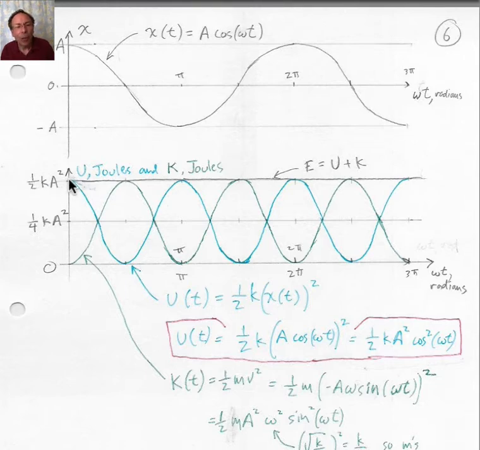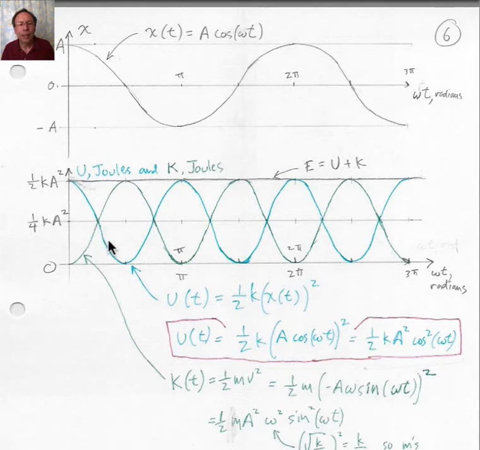And we started the mass to the right, and the potential energy was 1/2 kA squared. Then we let it go, and it starts moving fast, and the kinetic energy is increasing. This is the kinetic energy.